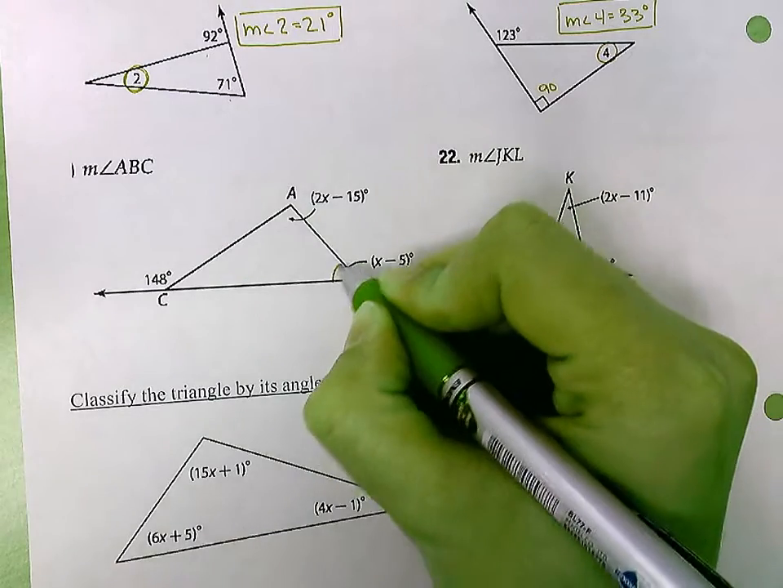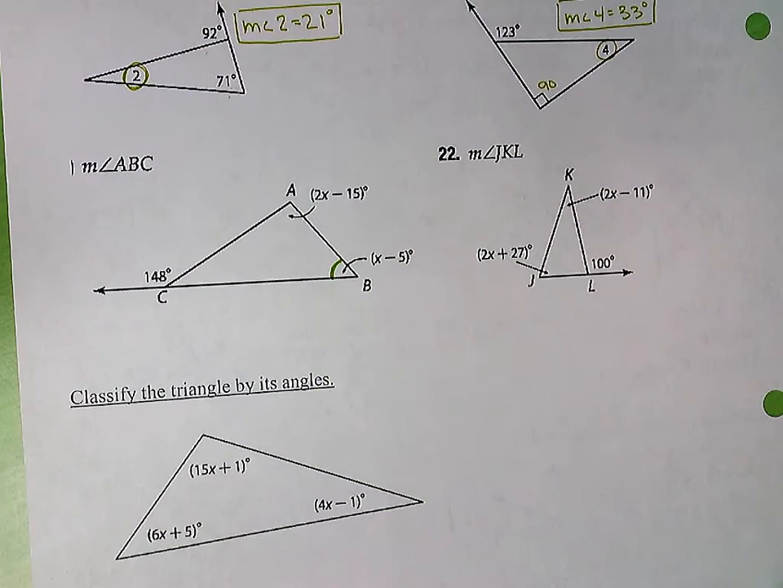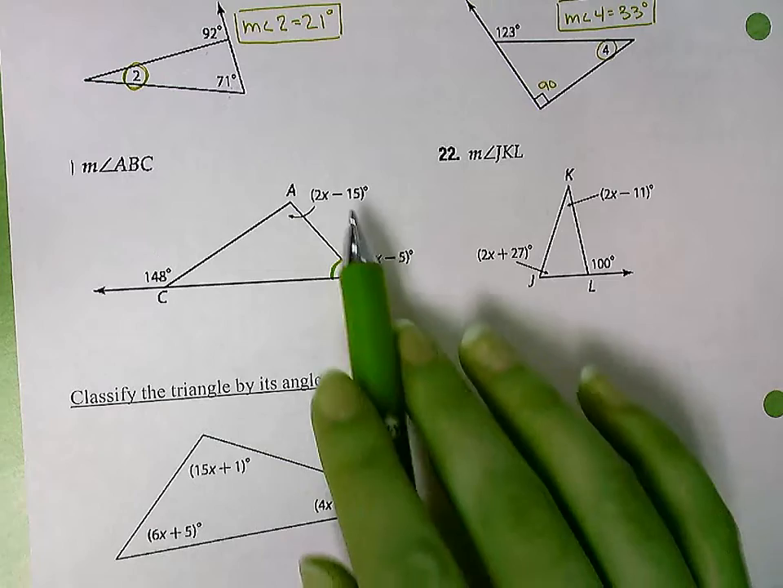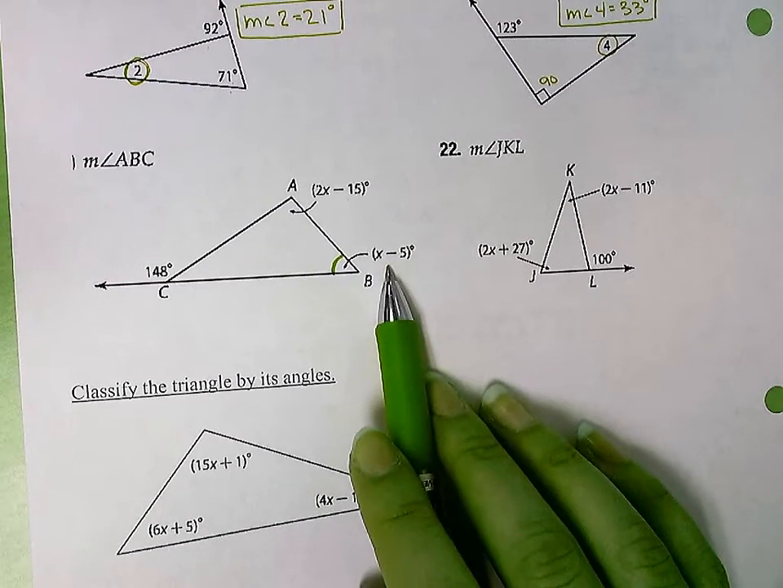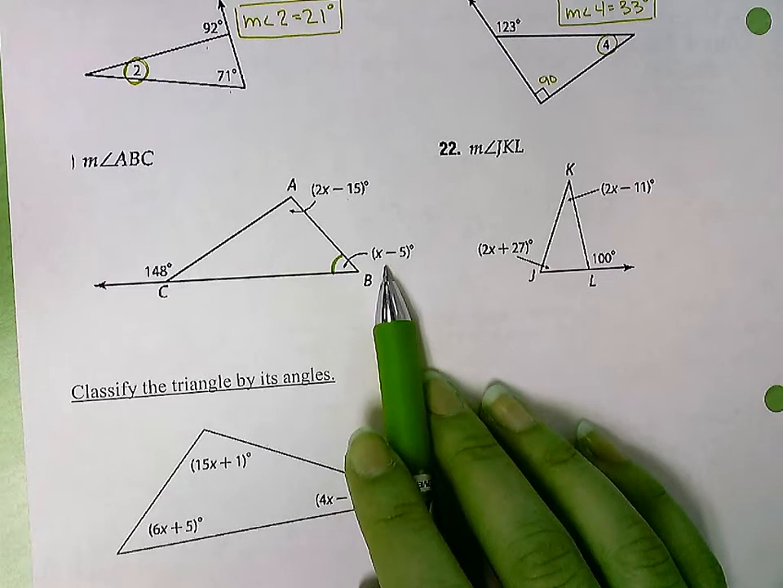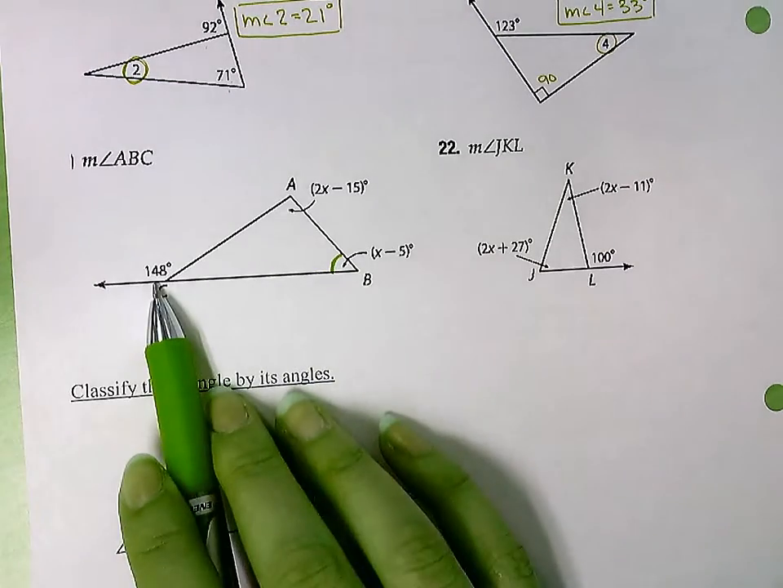Okay, so we want to find this angle measure. But first we need to find x so that I can plug x into that equation. What am I going to do? 2x minus 15 and that one, and this one. Add it, and then equals 148.